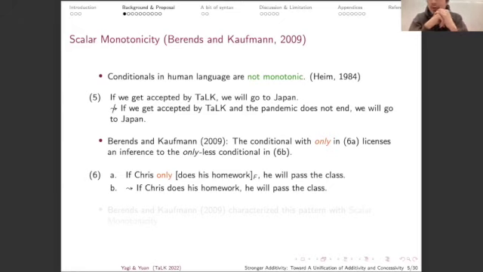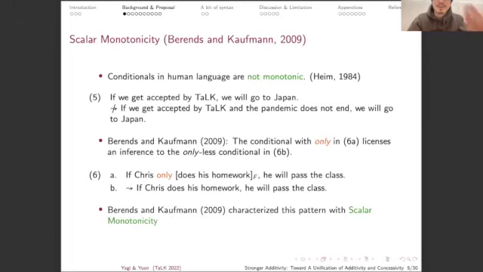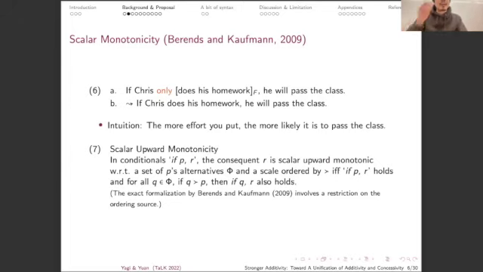So, in the scale of effort, for instance, doing only his homework is less effort than doing his homework and maybe something else. And since we know that the more effort you put, the more likely you'll pass the class, and only doing his homework is enough for him to pass the class, it is inferred that if you put more effort, namely doing his homework and maybe something else too, he will pass the class too. That's the intuition. And Bernhard and Kaufman characterized this pattern with scalar monotonicity. So let me talk about it.